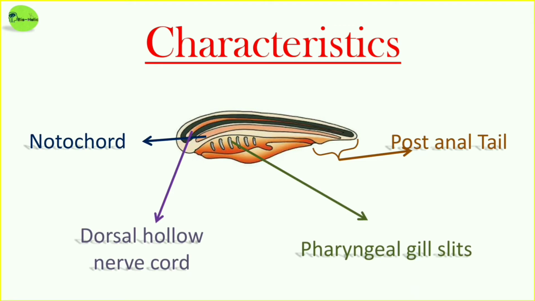The first one is the presence of notochord. Second is the dorsal hollow nerve cord. Third is the pharyngeal gill slits. And the last one is the post-anal tail. So we can find all these features in all chordates, and now we will talk about these features one by one.